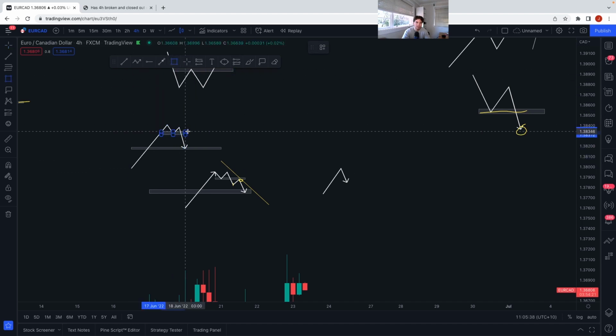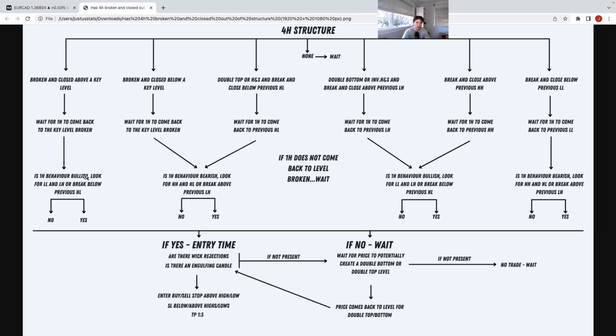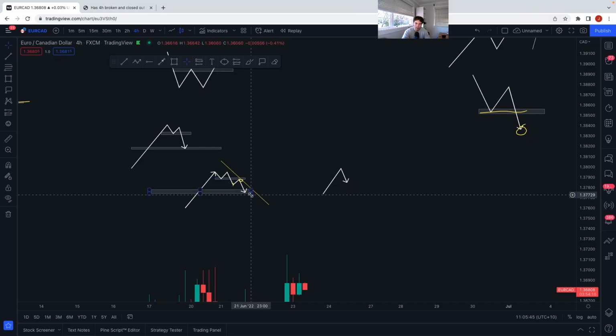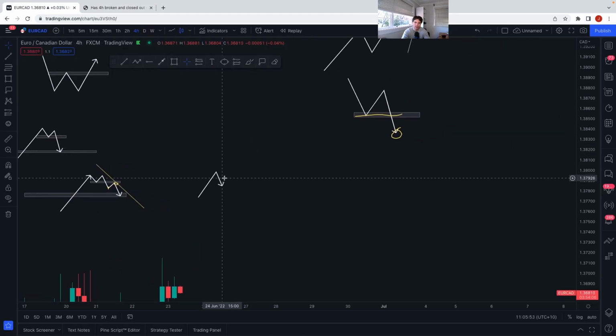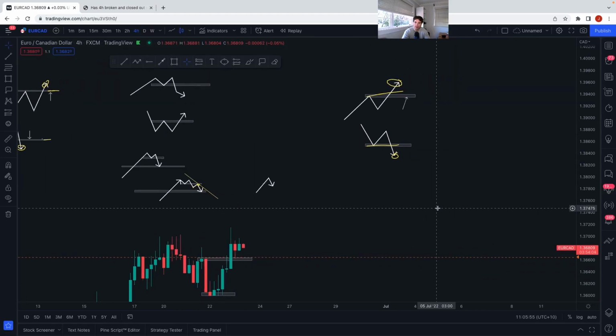Because we break below the previous higher low, or we have lower lows and lower highs. The basic rule I have: any structure is a no. The behavior is not bullish. I hope you can grasp this concept, but feel free to ask any questions.